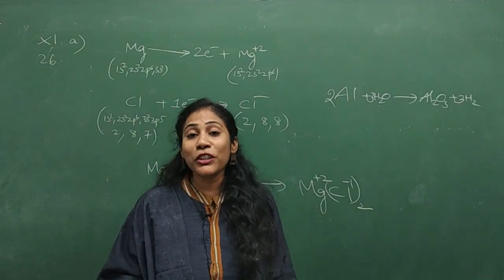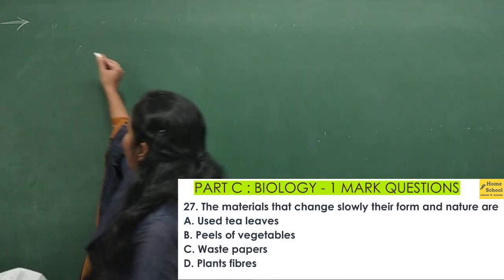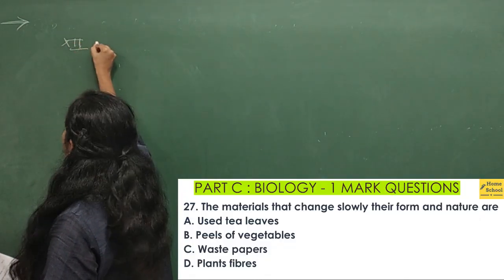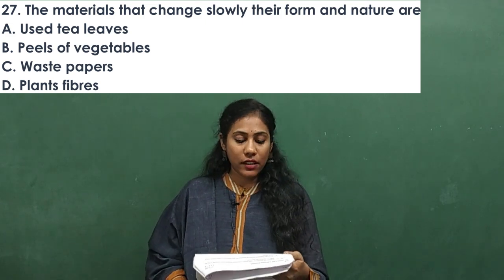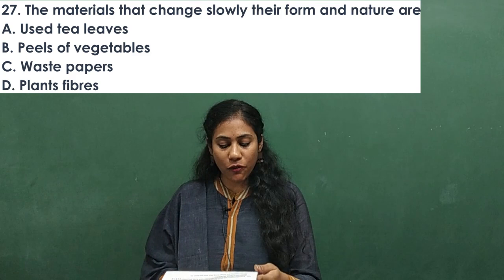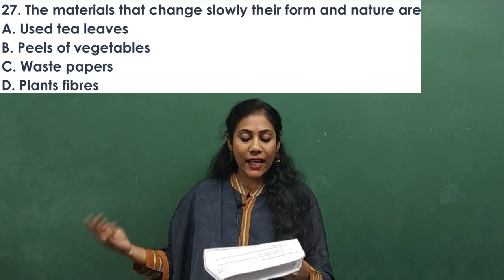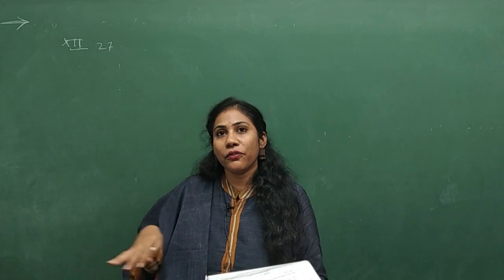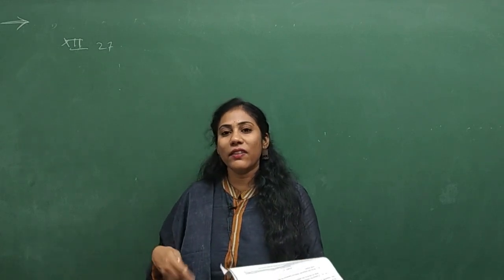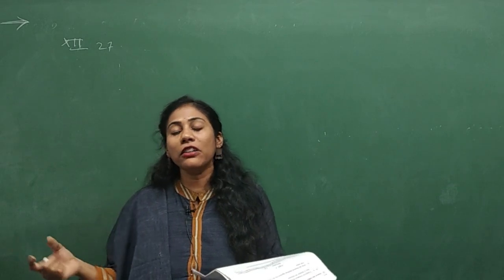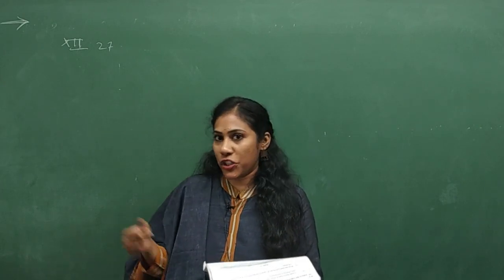And now let us quickly move on to part C, bio part. Coming to the MCQs of part C, biology, that is our 12th main, 27th question. The materials that change slowly their form and nature are used tea leaves, peels of vegetables, waste papers, plant fibers. So definitely that is option D, plant fibers. They take longer time for the decomposition. Like we get cotton cloth, plant fibers in the sense it may be cotton, silk, right? It will take little longer time. They are biodegradable, no doubt, but take little time to degrade compared to used leaves and vegetables, right?